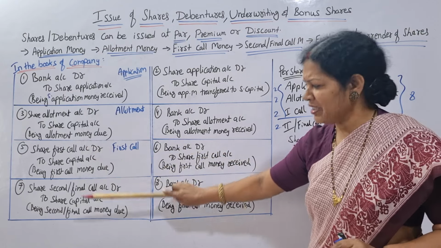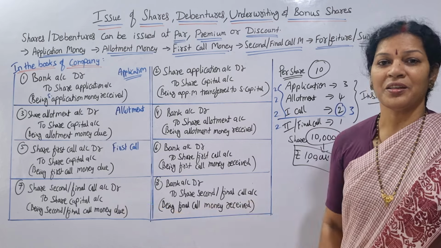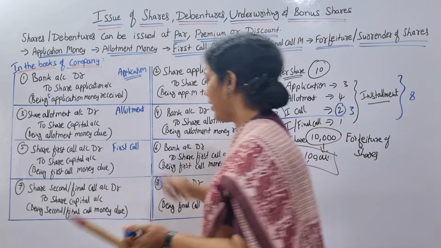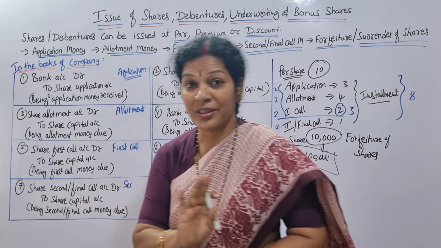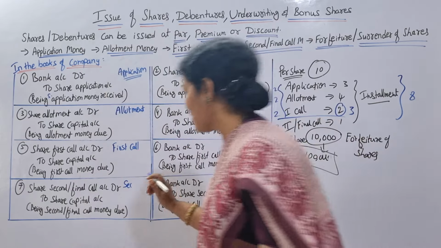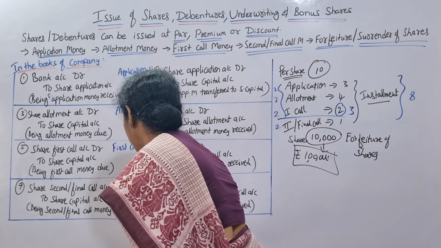Follow the same as the last one. What is this one? Second call or final call. Second or final, we can say. There will be no third call. Only last or second, second or final call, you can say.